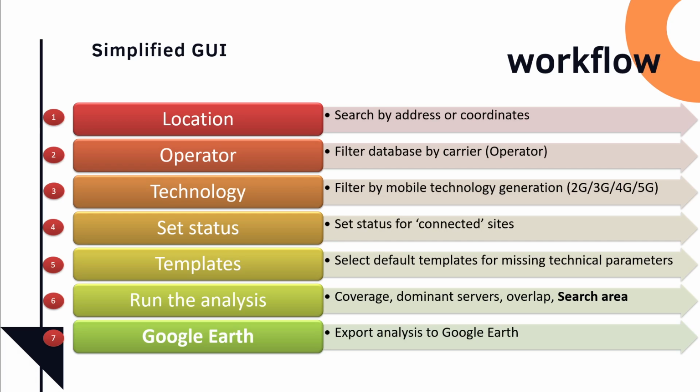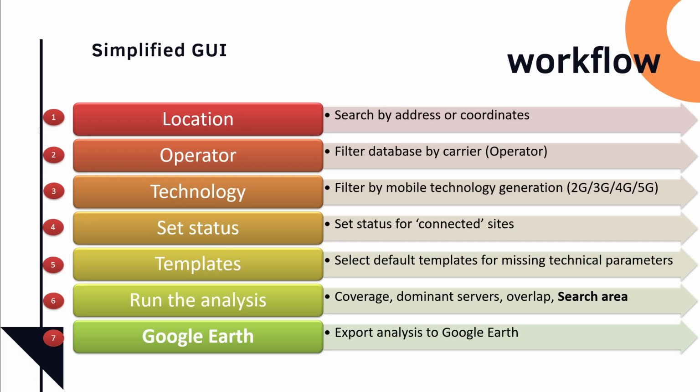Second, we can filter by operator. So you can choose what national operators you want to limit your search to. Third, you can do technology restrictions. For example, you want to restrict your culling to 2G or 3G or 4G or 5G. So reduce the number of sites produced in the process.